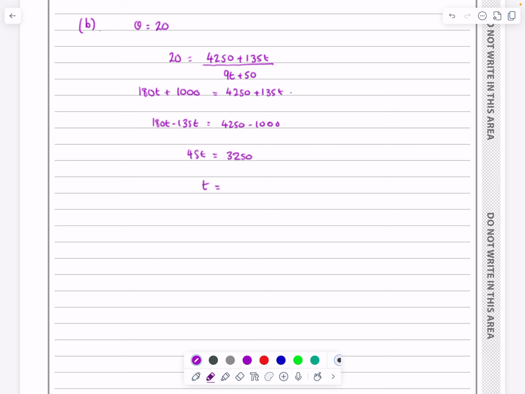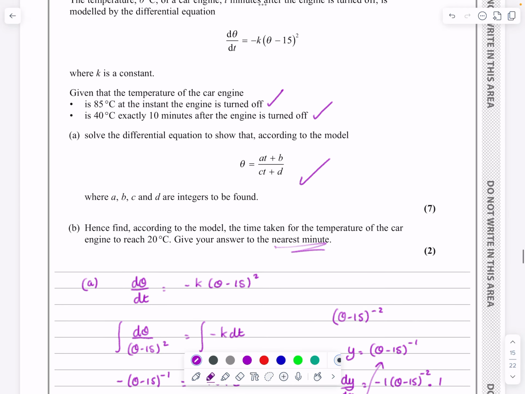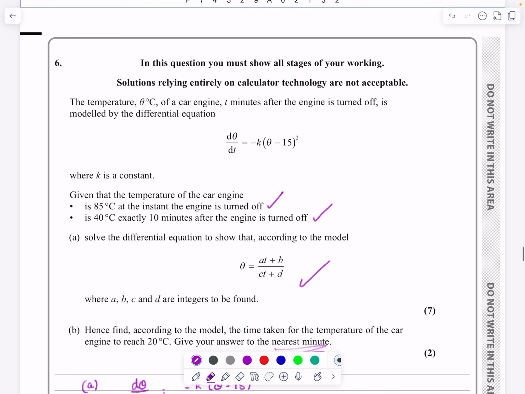So t is that divided by that, and remember they wanted it to the nearest minute there. So really not a bad question at all in terms of that could have been much harder for our modelling with differential equations. Hopefully that all makes sense to you.